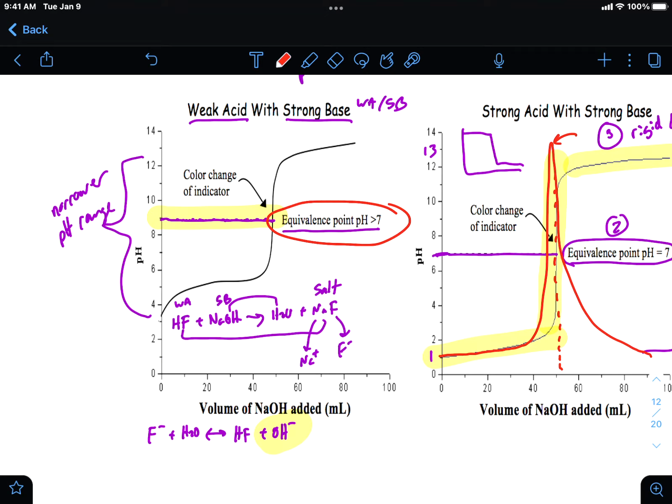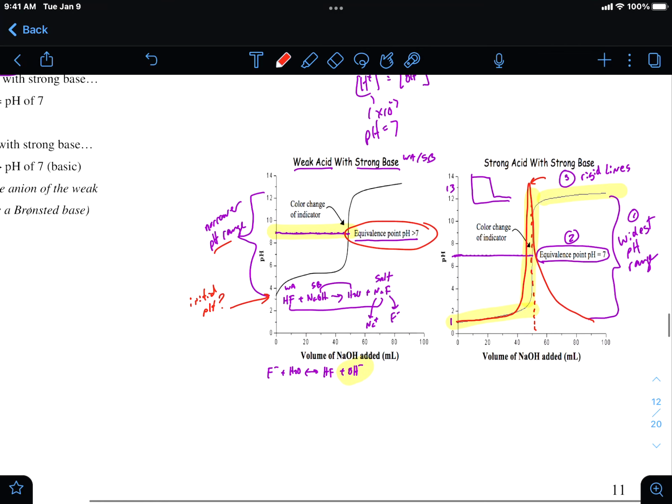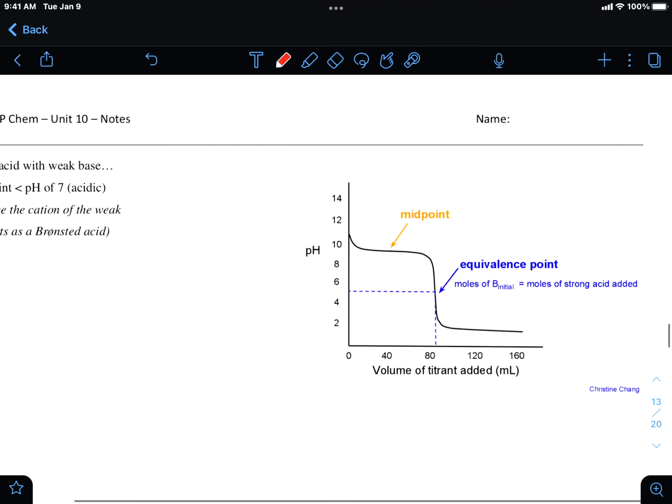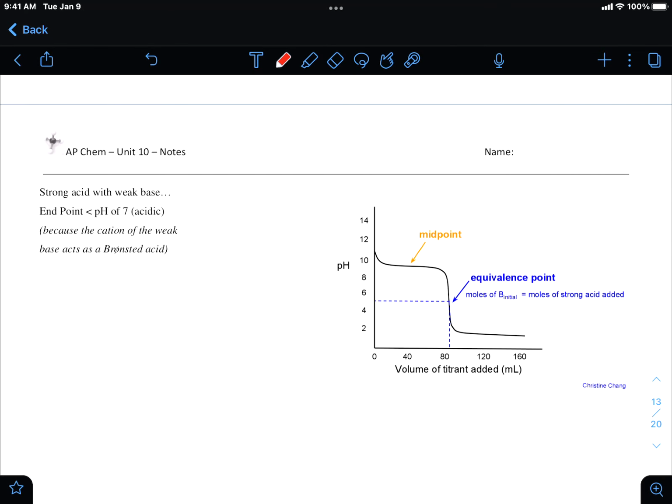Also, when we talk about narrow pH range, what is the initial pH? Because if your initial pH starts here at like 3.7, like this one does, it's not possible for you to have a strong acid with a pH of 3.7. At least not with standard labs. Okay. Hopefully that makes sense. Let's look at the strong acid weak base combination.